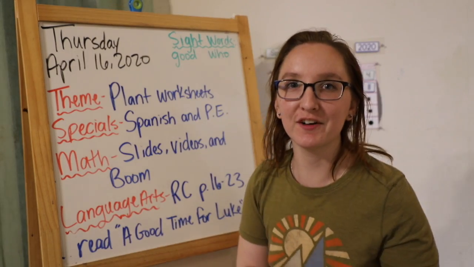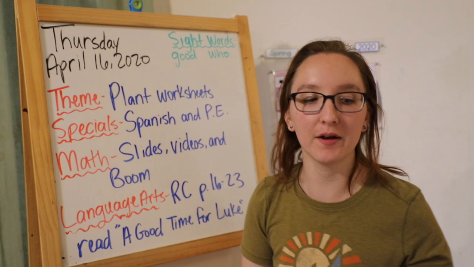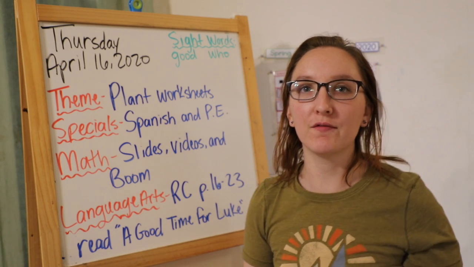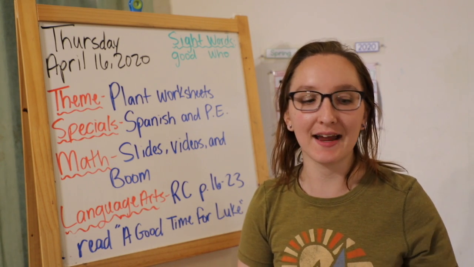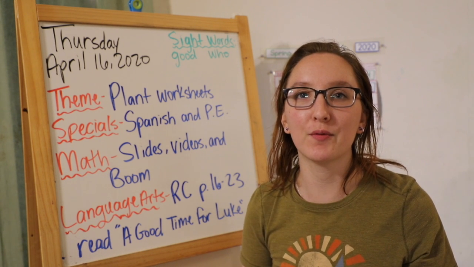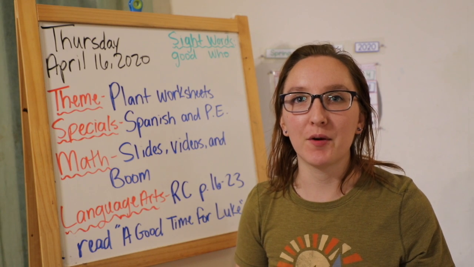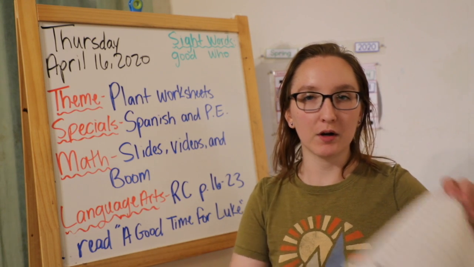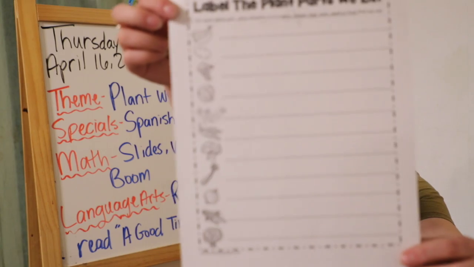So our theme for today, we're going to continue working with our plants and we're going to do a few different worksheets today. The first one that we're going to do is going to be continuing on with what we did today about the different parts of a plant that we eat. So we're going to label the parts of the plant that we eat.